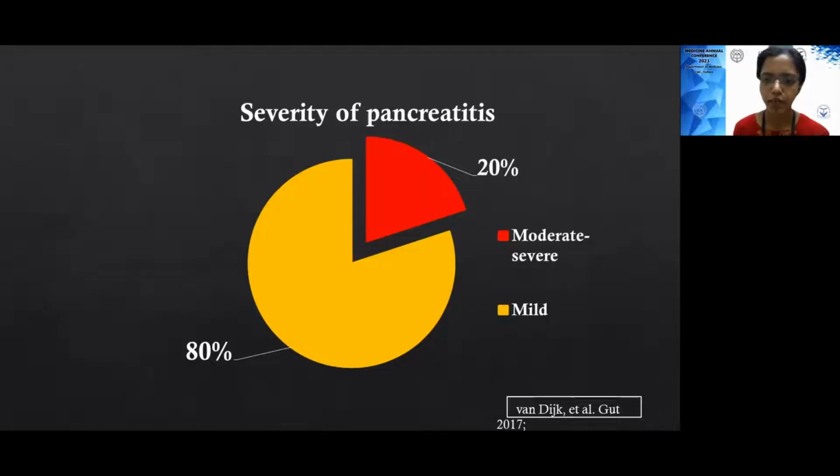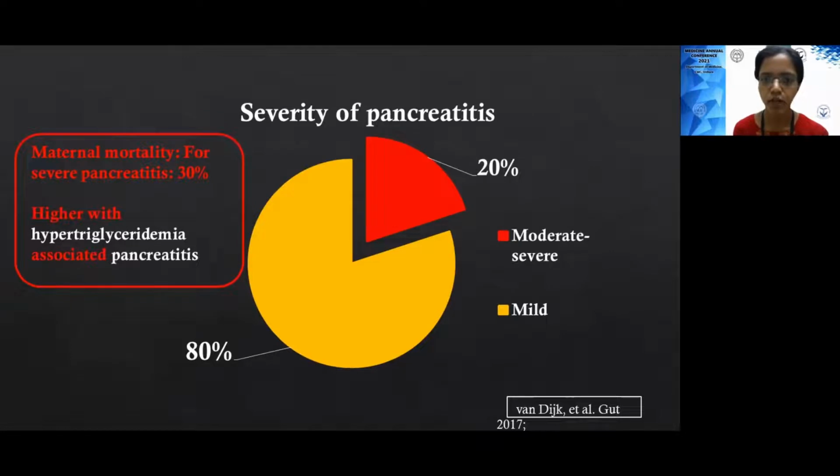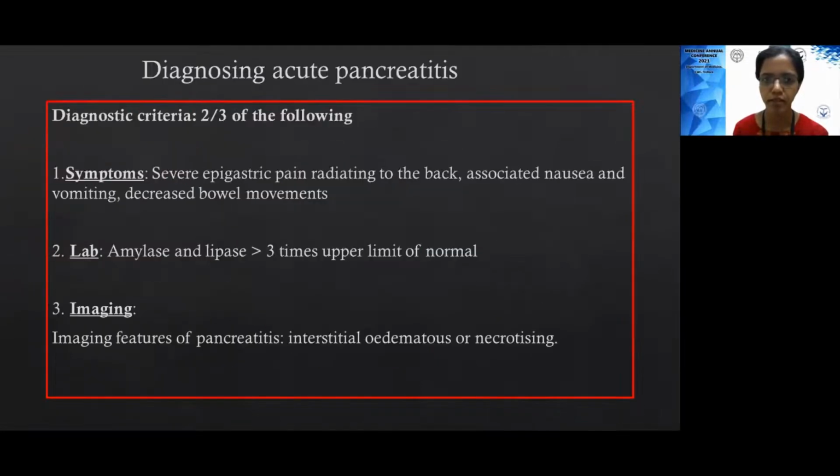Severity of pancreatitis does not vary from the non-pregnant population. More or less, 80% have only mild pancreatitis, whereas 20% develop a moderate to severe illness. The mortality for severe pancreatitis is up to 30%, whereas in mild, it's only 1 to 2%. Higher mortality is noted with hypertriglyceridemia associated pancreatitis.